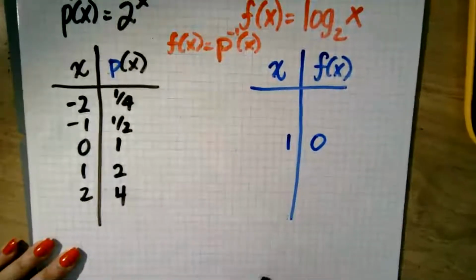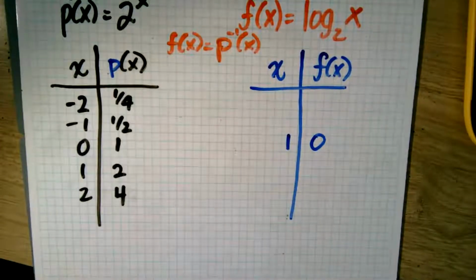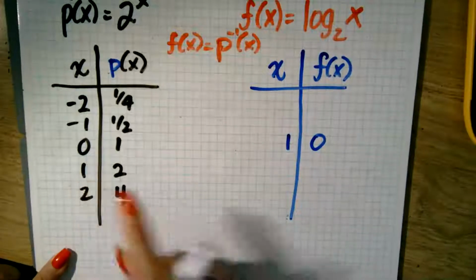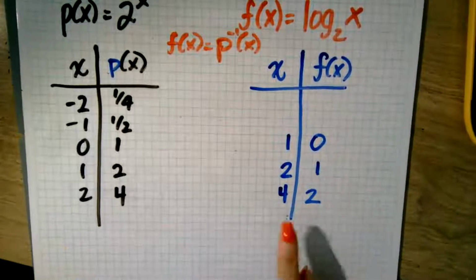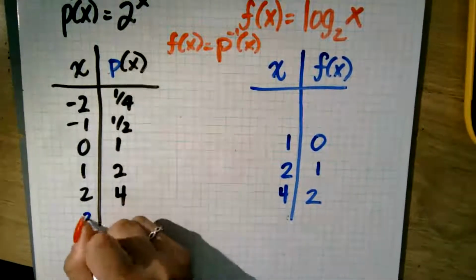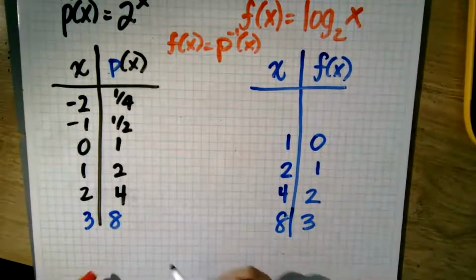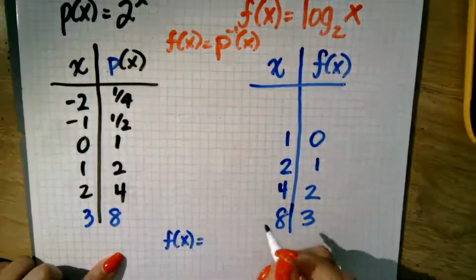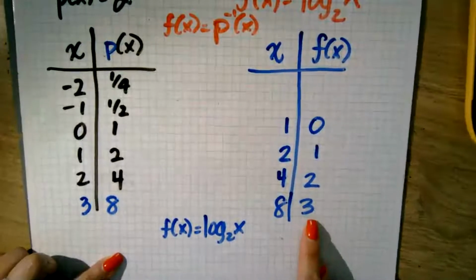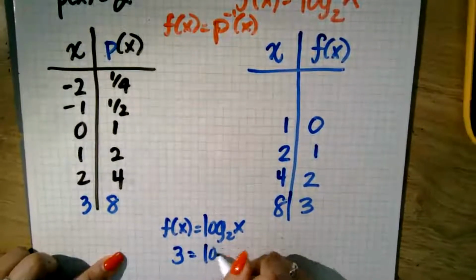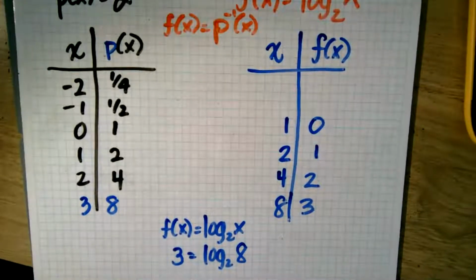Let's go ahead and now recognize then that my 2 corresponds to 1 because, again, the inputs of one become the outputs of the other and vice versa. And then 4 corresponds to 2. Let's do one more. Let's do 3 corresponds to 8 because 2 to the 3rd is 8. Let's see if 8 corresponds to 3. Again, f of x equals log base 2 of x. I know that my f of x is 3. So 3 is equal to log base 2 of 8. Let's see if that's true. Okay, watch.